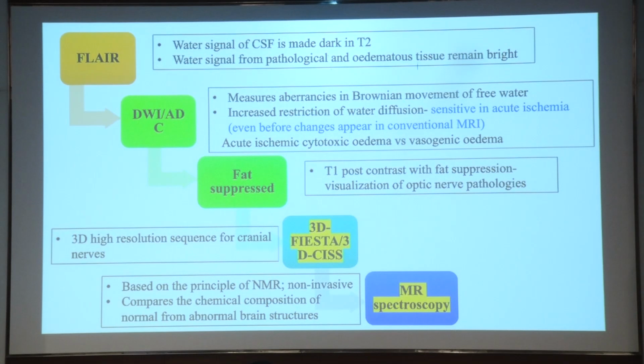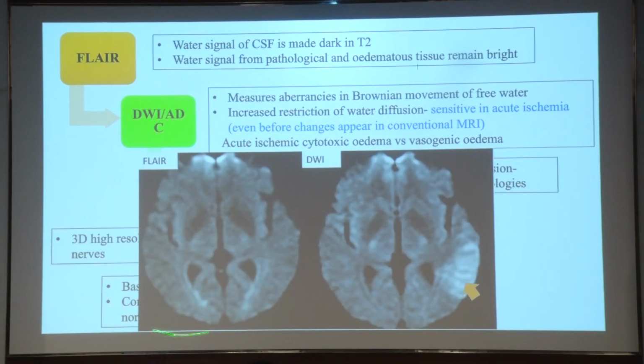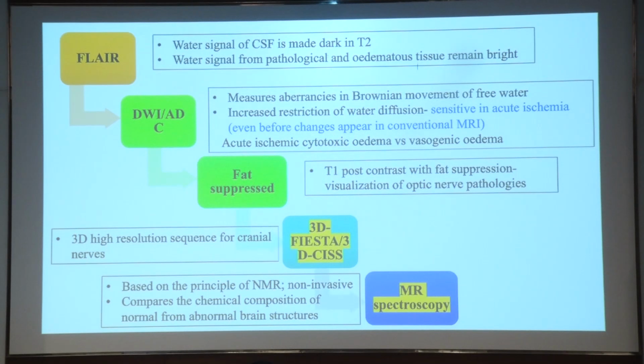Then there is diffusion weighted imaging. It assesses the restriction of water diffusion. So its prime indication is in early cases of ischemia, where you're suspecting an infarct. And the advantage is that even though the conventional MRI early in the phase of infarct may not show the change, it will be evident in diffusion weighted imaging. So that's an advantage. Then comes the fat suppressed.